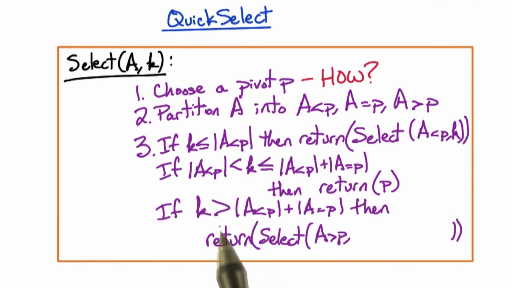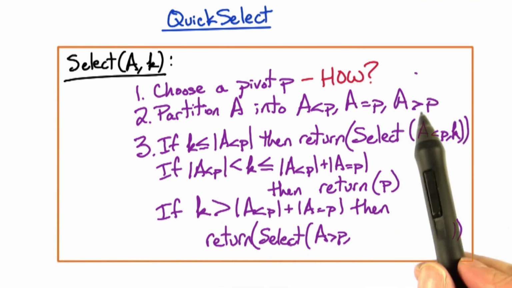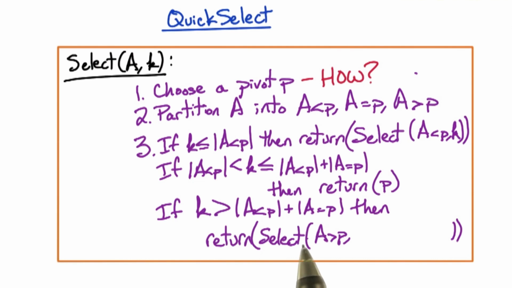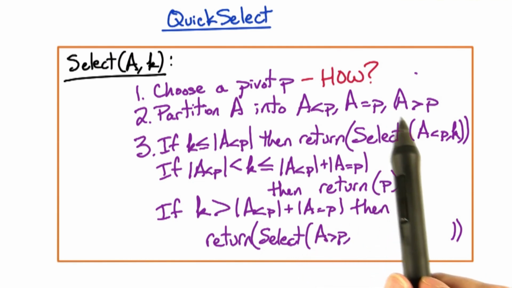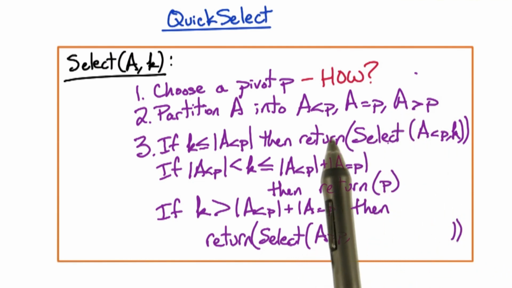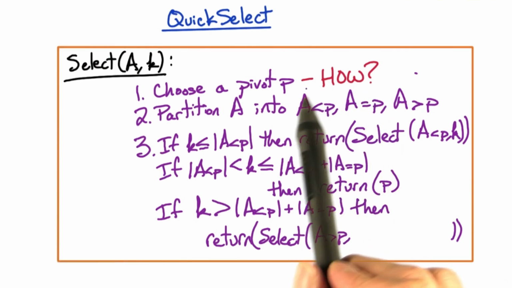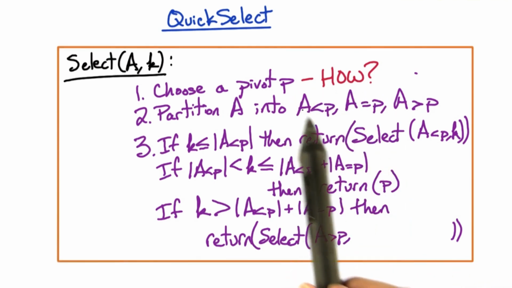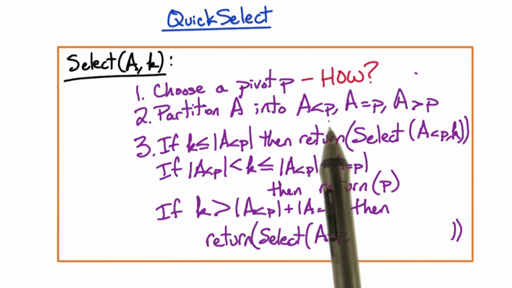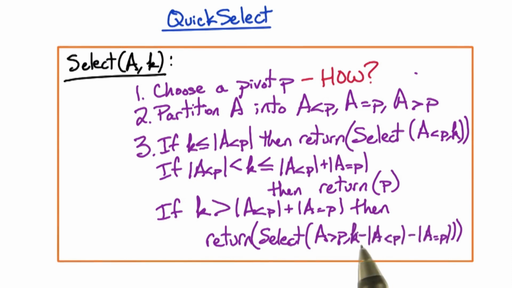Now in the final case, we know that the k smallest resides in the big list. So we're going to recursively search in the big list, but we're not going to search for the k smallest. We're going to have to shift it. So we know that we're discarding these many elements, the size of these 2 lists. So instead of searching for the k smallest in this large list, we're going to look for the k minus the size of the small list minus the size of the equal list. These are the elements that we're discarding.